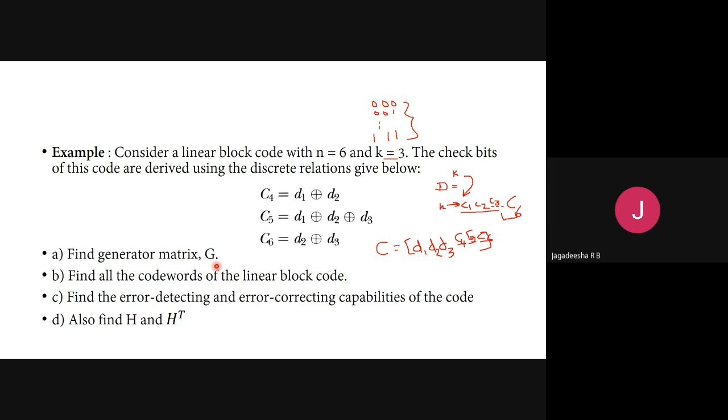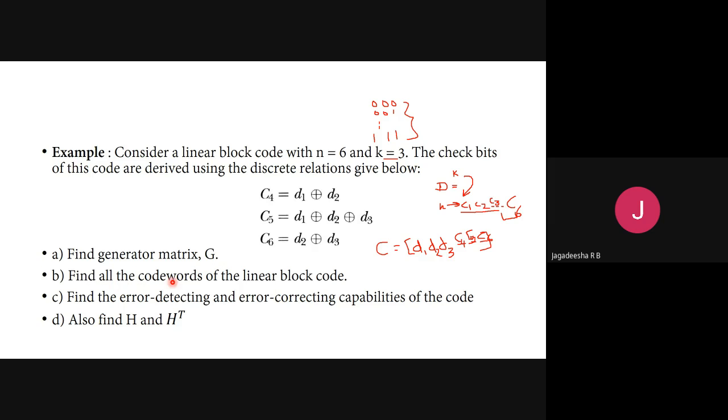G has a relation I and P, right? So do you know the parity matrix? Or is there any other way to find out the parity matrix? Okay, that's the next point you need to think.